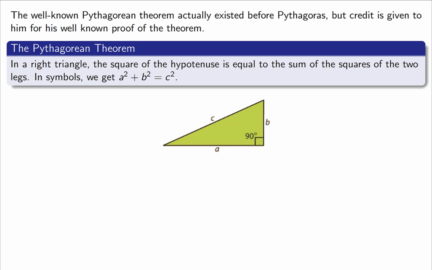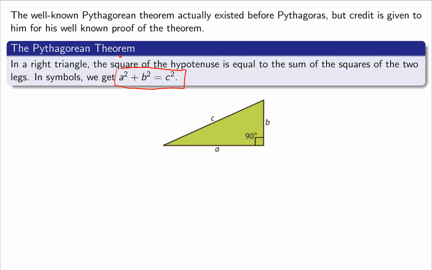If you look at the hypotenuse and the two legs of the right triangle, if we call them A and B for the legs and C for the hypotenuse, then you will say A squared plus B squared equals C squared. This formula applies for any right triangle.